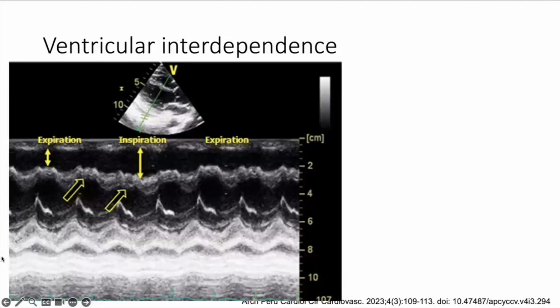So with inspiration, you get more filling of the right side. And to accommodate this volume, it shifts the septum towards the left ventricle. And then with expiration, there will be more filling of the left side, which compromises the right side. So the filling of one chamber happens at the expense of the other one.